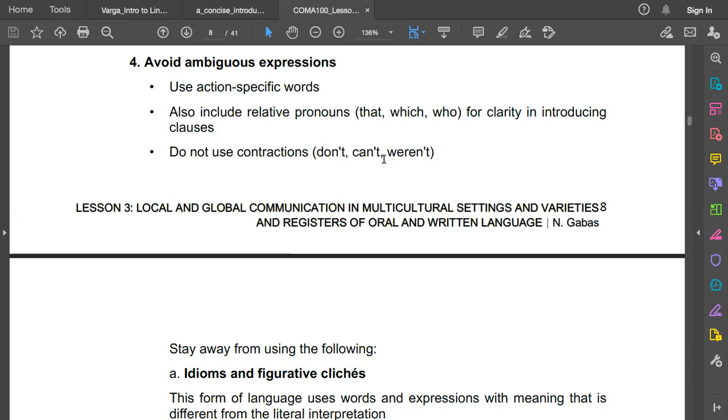So if you want to say something that's negative, try to translate it to the positive side. Instead of saying we do not, we wish to, if it's a request. If you do not agree on what's stipulated above, it's already negative.